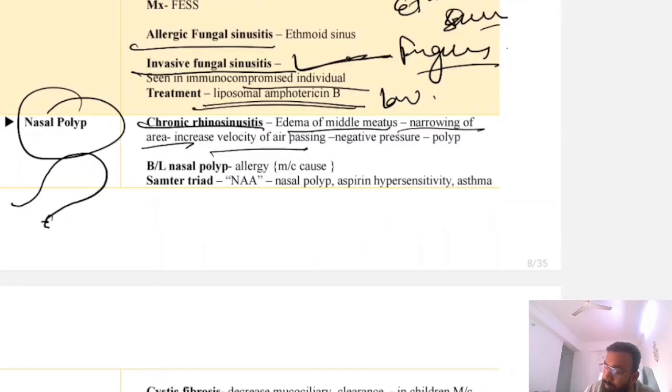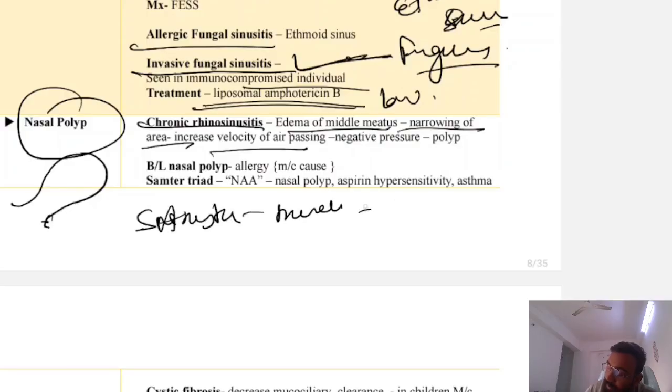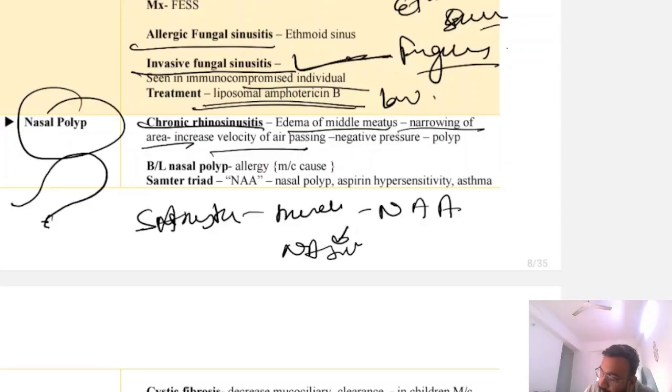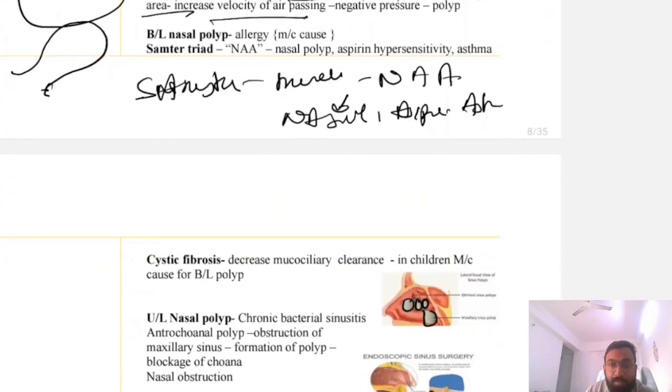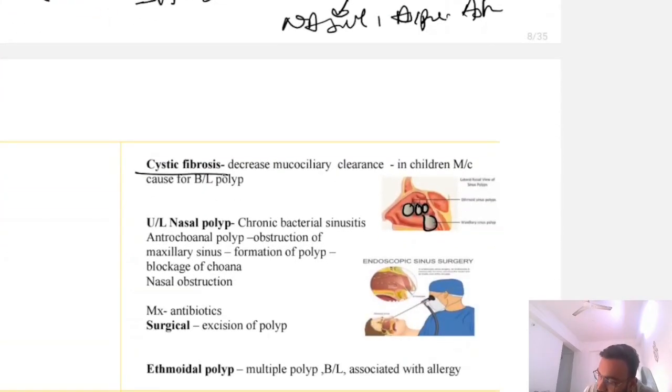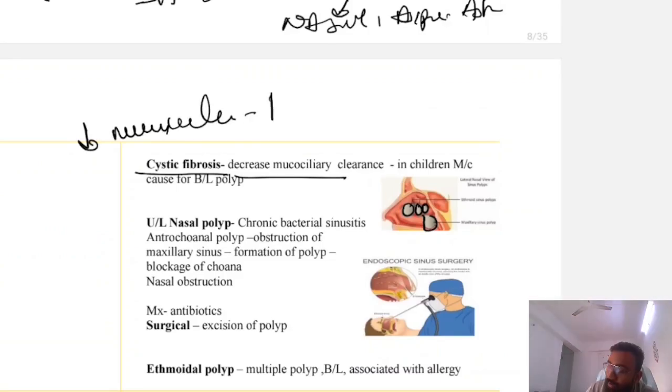Bilateral nasal polyp is most commonly because of allergy. Next is Samter's triad. Samter's triad is seen in ASA: what is ASA? Nasal polyp, aspirin hypersensitivity, and asthma. These are the three components of Samter's triad. Cystic fibrosis is a disease which leads to decrease in mucociliary clearance. It is seen in children and is the most common cause of bilateral polyp.